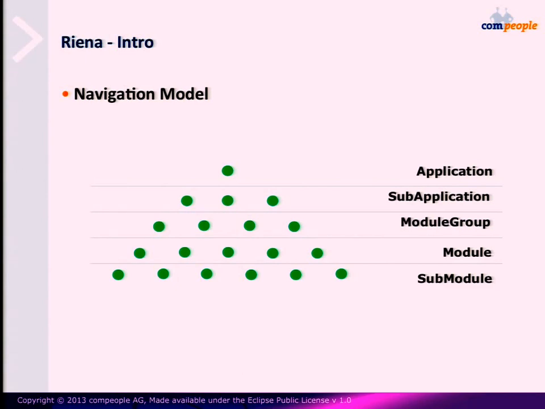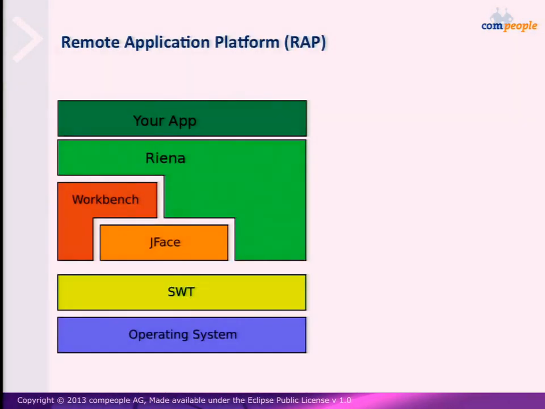A whole model of the whole application as it's running, a dynamic model where pieces are added at runtime. So it's a very hierarchical model. On the top, you have the application that contains sub-applications. Each sub-application contains several module groups. They contain modules and submodules.